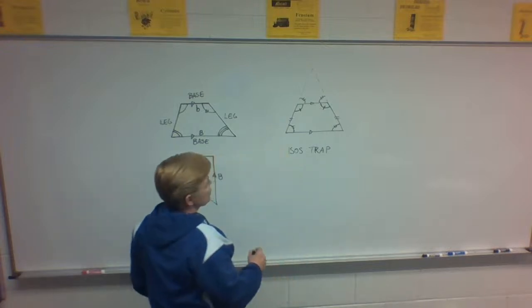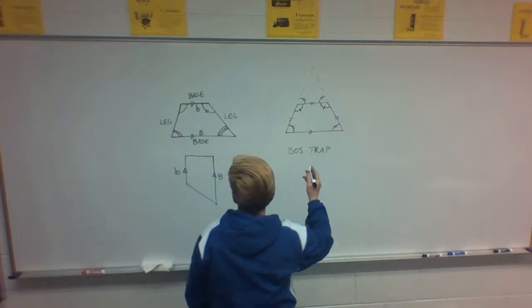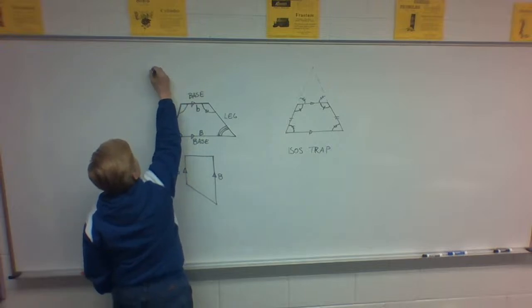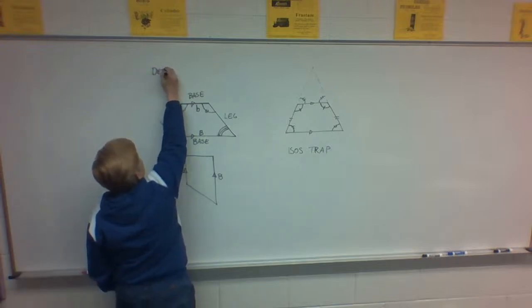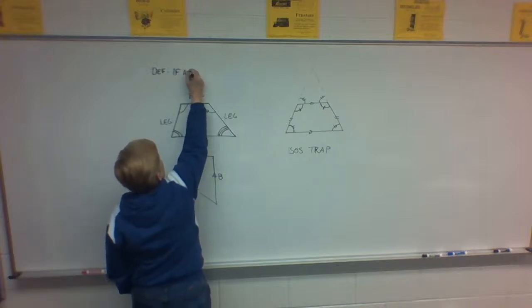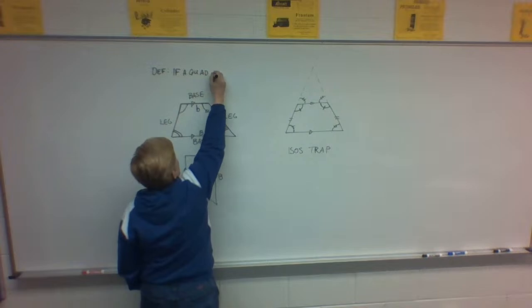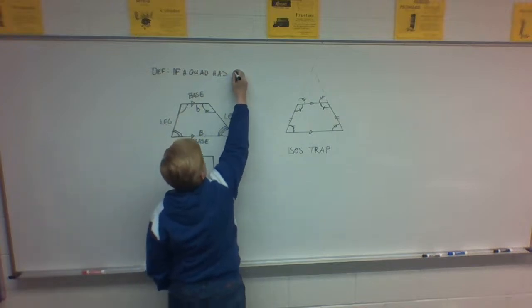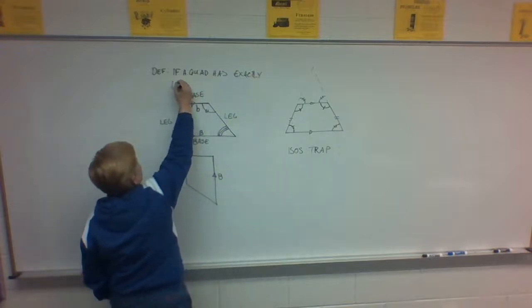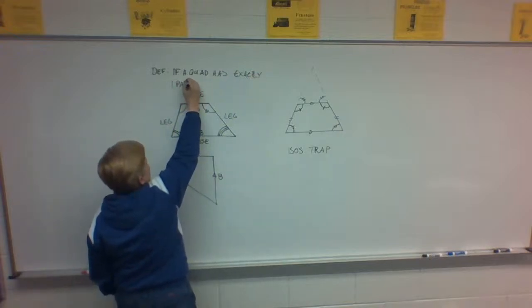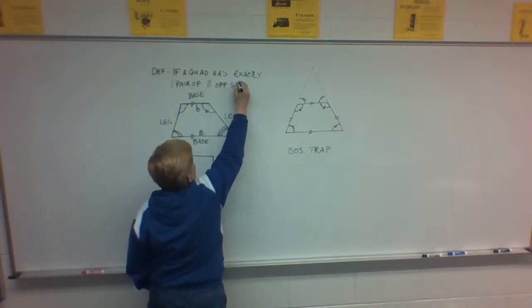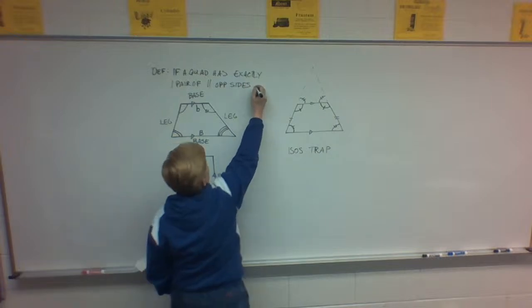All right. There's another property of, let's see, let me see if I can write these things down. The definition of a trapezoid, any trapezoid: if a quadrilateral has exactly one pair of parallel opposite sides, then it's a trapezoid.